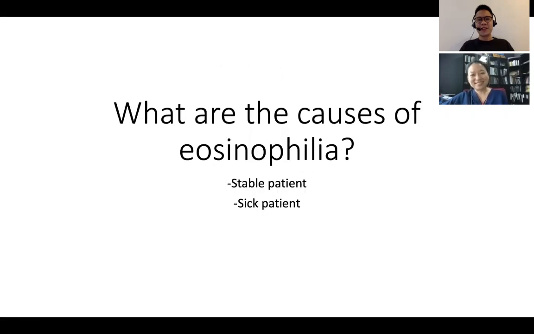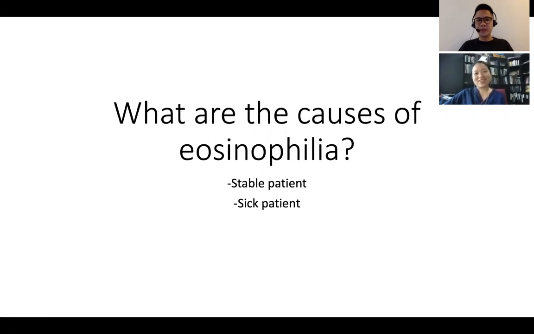So the first question is, what are the causes of eosinophilia? I sort of tried to think of it in terms of a stable patient, like incidentally noted eosinophilia, versus someone who comes in quite sick and we note eosinophilia. So what's your approach to this phenomenon?